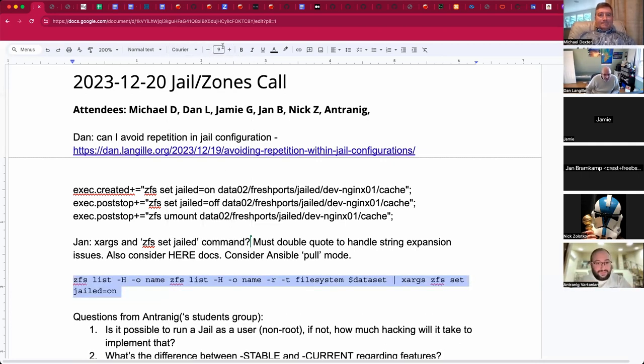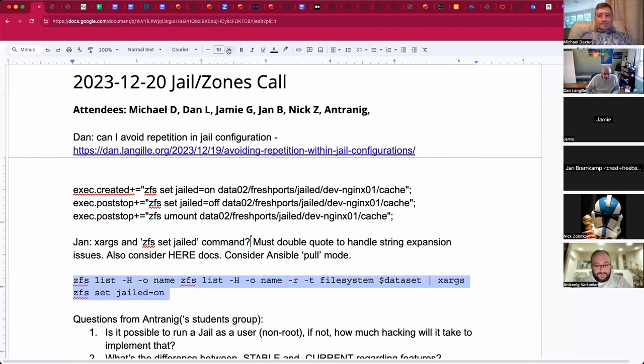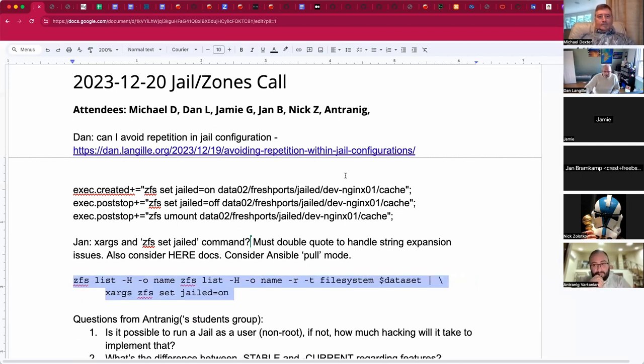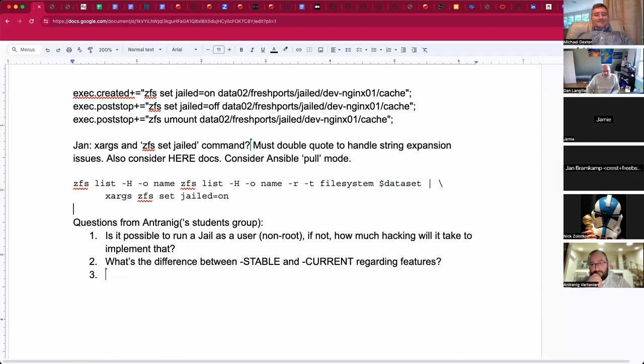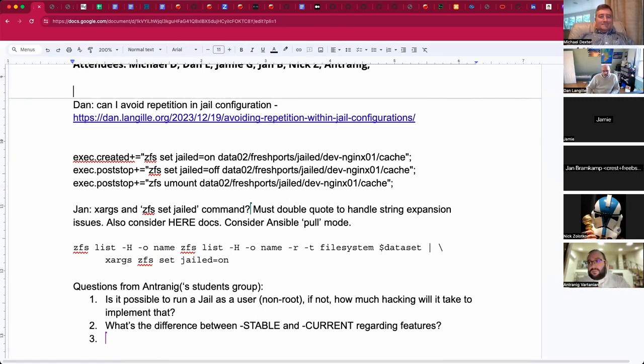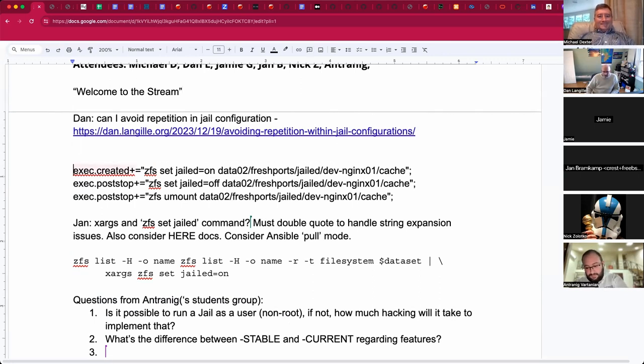The data set in this case is the assumption, or whatever you call the variable. I normally keep the root data set of the jail in the property data set. And the other thing is you can use multiple starting points and then recursively walk them all. Because ZFS set is idempotent, it shouldn't be a problem if you have repetitions because the subtrees overlap. If that is a problem, you just pipe it through sort and unique, or sort -u.